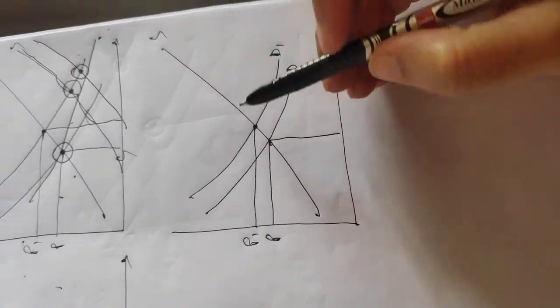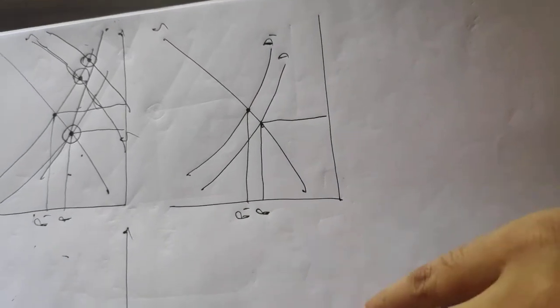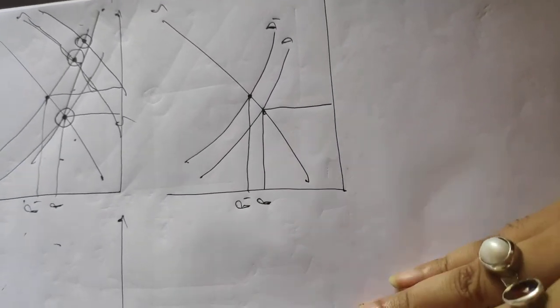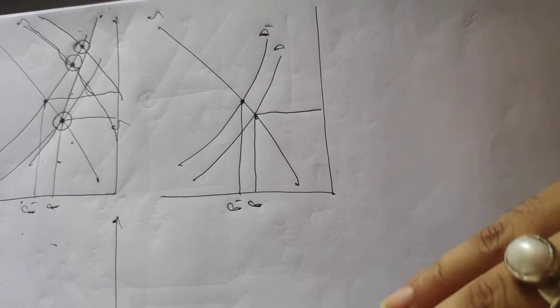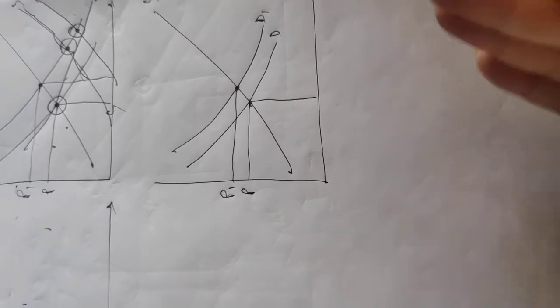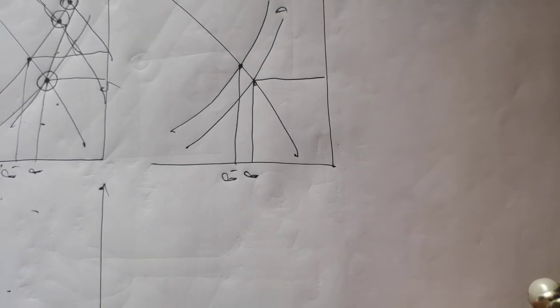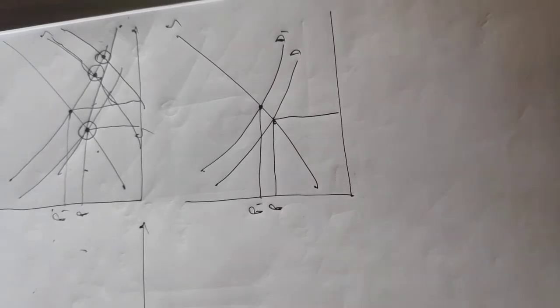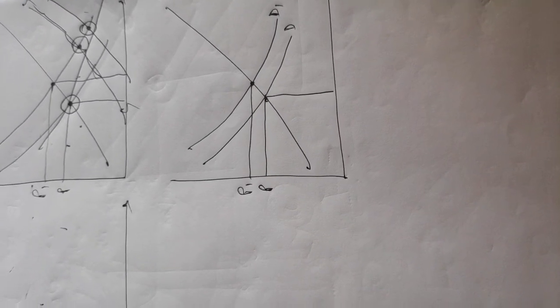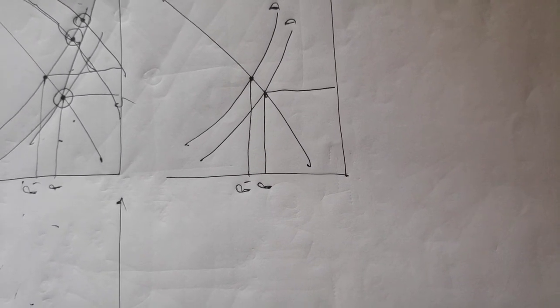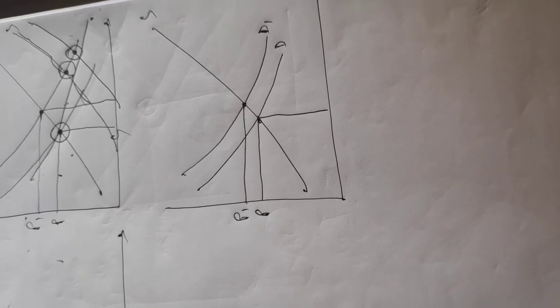At this price, we saw that the existing firms in the market are earning supernormal profit. So when they are earning supernormal profit, other firms will get attracted into the industry, and as a result the production level in the market or in the industry will increase and your supply curve will change.